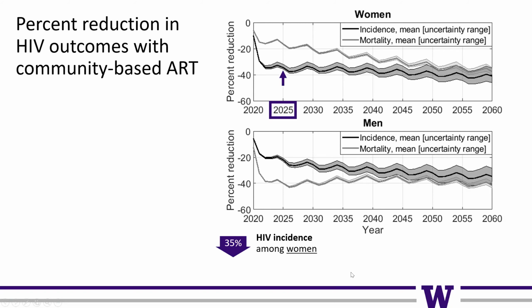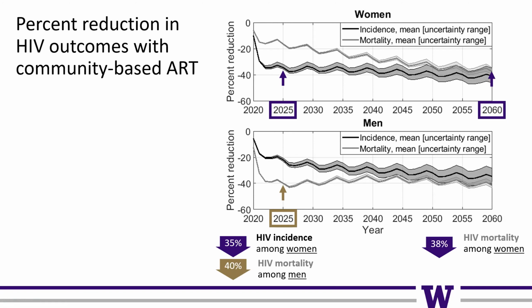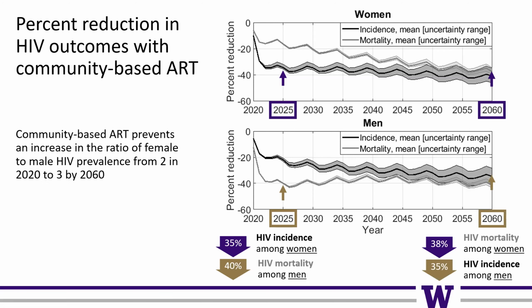So within 5 years, we estimate that community-based ART delivery will reduce HIV incidence in women by 35%, and reduce HIV mortality among men by 40%. And by 2060, you see the opposite trend by gender, with HIV mortality among women decreased by 38% compared to those 2020 rates, and HIV incidence among men decreasing by 35% compared to 2020 rates. And when you combine these two dynamics together, community-based ART will also prevent the ratio of female to male HIV prevalence from increasing from 2 in 2020 to 3 by 2060.